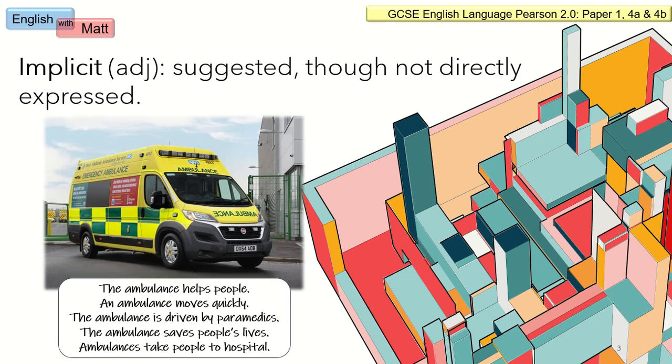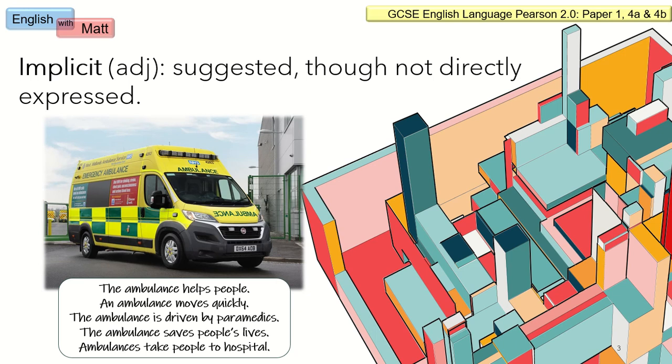Implicit is probably the trickier skill, because this is more to do with what is suggested by the evidence rather than being directly expressed by it. So again, let's look at the same image of the ambulance. The points now underneath this image of the ambulance are all things that we work out for ourselves. None of these points is mentioned in this image. It's stuff that we know based on life experience, and it's inference. So these are all inferences that we make about the ambulance.